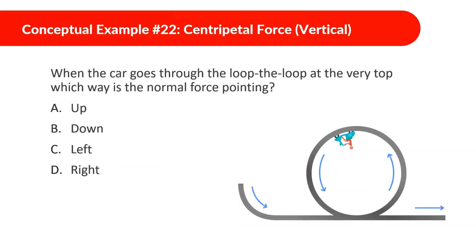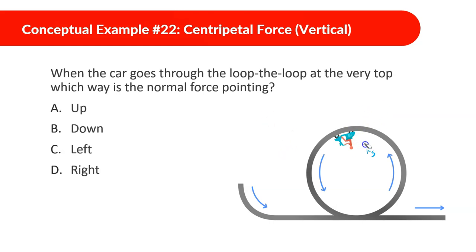Okay, moving on. Conceptual example number 22. When the car goes through the loop-de-loop at the very top, which way is the normal force pointing? Alright, so let's look at this. A lot of times people think, oh, when it's at the top, we have force of gravity going down and force normal going up. But no, that would not be the case.